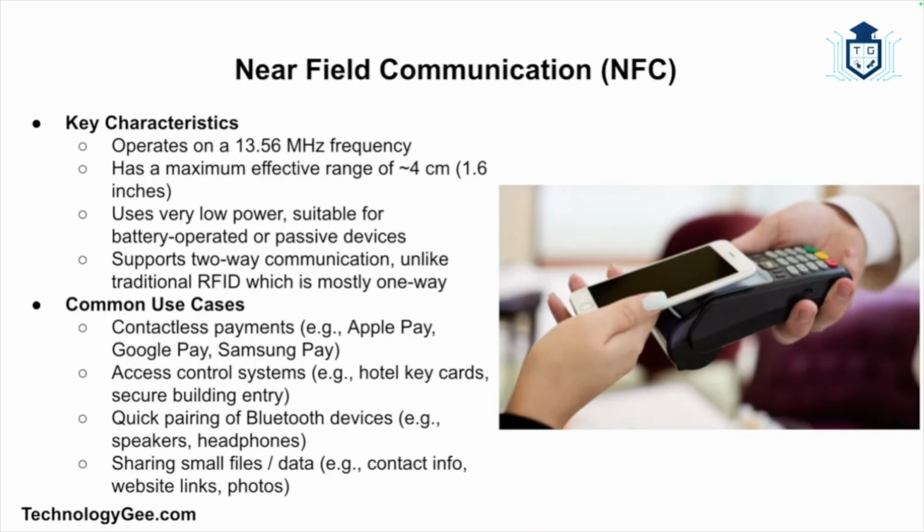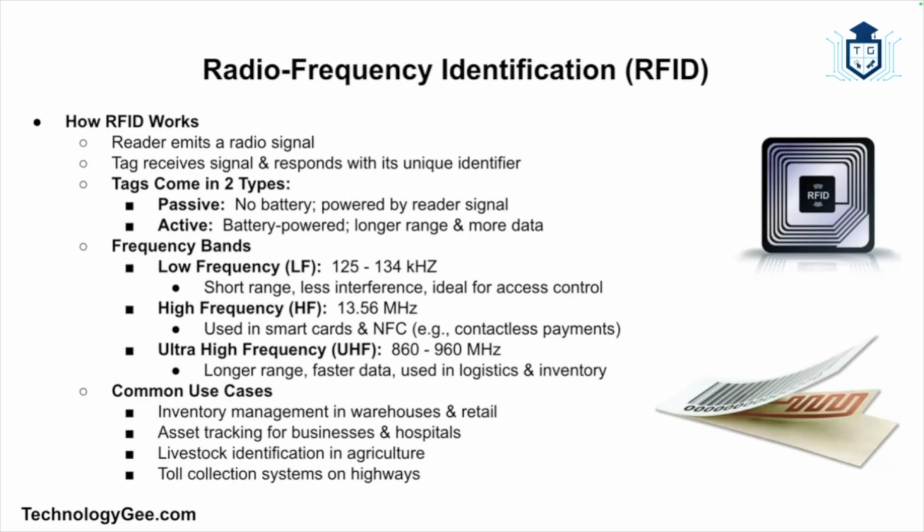Now, NFC is essentially an evolution of RFID with a focus on two-way communication, making it ideal for quick and secure interactions. And speaking of RFID, or radio frequency identification, this uses electromagnetic fields to automatically identify and track tags that are attached to objects. So how does RFID work? Well, you have what is called a reader, and this sends a radio signal. And you have what is called the tag, and this responds with a unique identifier.